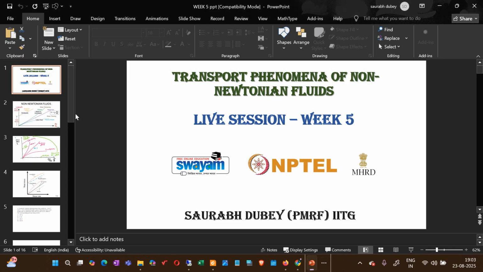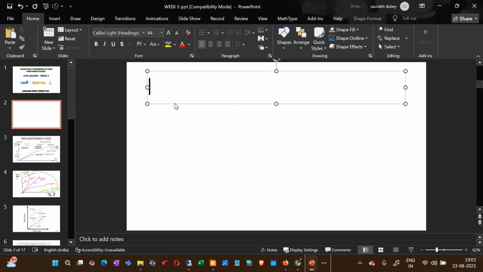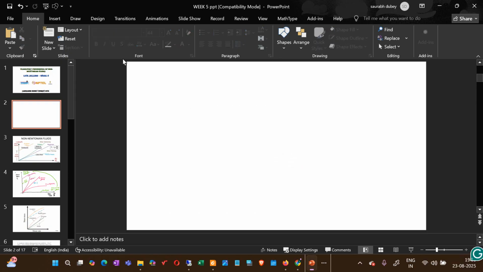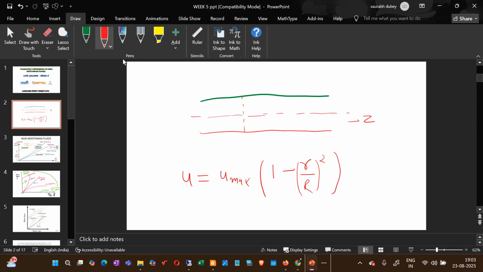So the pipe flow that I am talking about is this one. The pipe flow that mostly we study is where we get the velocity profile u equals u max times 1 minus r by R whole square. In that case this is the z axis, and this is r, right?